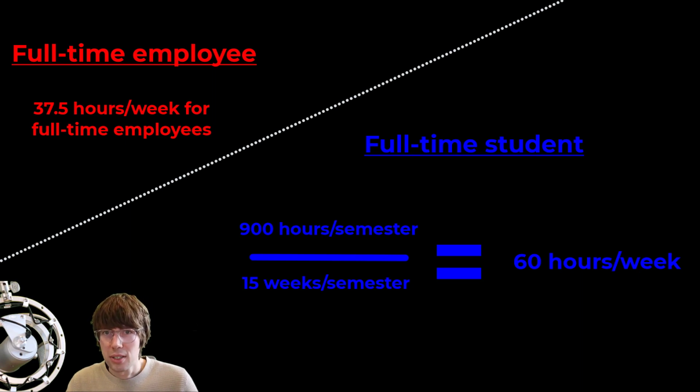So we went from 37.5 hours, the workload for a full-time employee per week, to 60 hours per week, which is the workload then for a full-time student. And that is causing a lot of controversy and anger. So that is the gist of the problem.